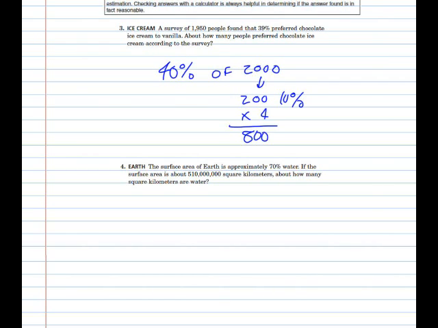The surface of the Earth is approximately 70% water. If the surface area is about 510 million square kilometers, about how much surface area is water? Well, we're going to find 70% of 500 million.